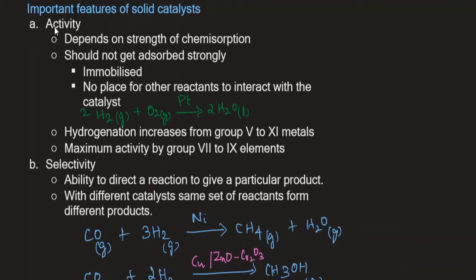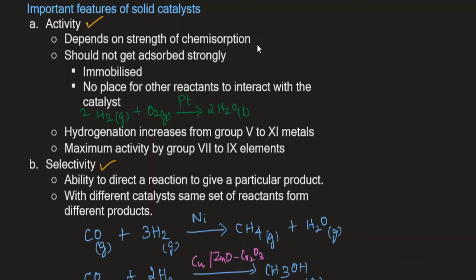Now let me explain about the important features of a solid catalyst. We need to discuss two very important aspects about solid catalysts. One is activity, another is selectivity. Activity means catalytic activity, which depends on the strength of chemisorption, which is nothing but chemical adsorption.